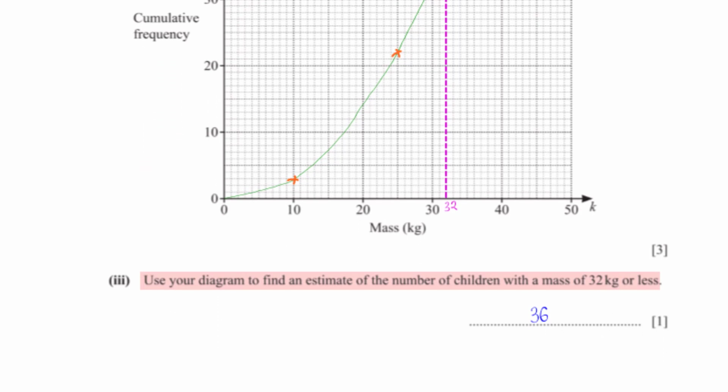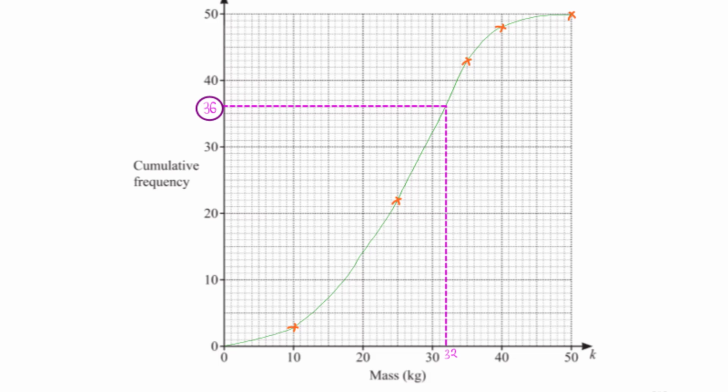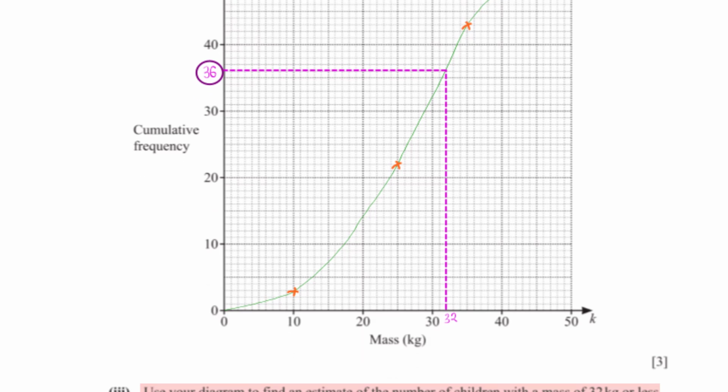Use your diagram to find an estimate of the number of children with a mass of 32 kilograms or less. And so when we map 32 kilograms on our graph, we get a cumulative frequency, which represents the number of children with a mass of 32 kilograms or less, as 36.